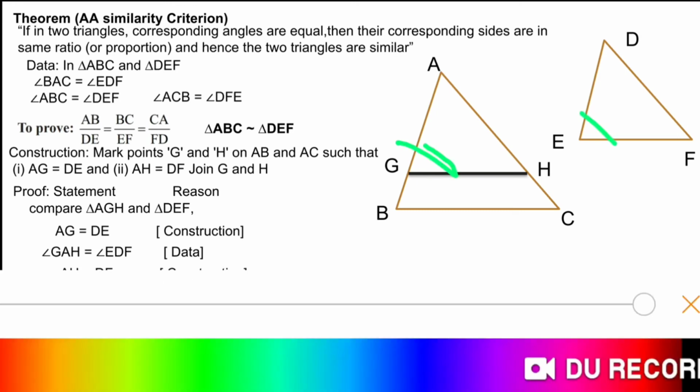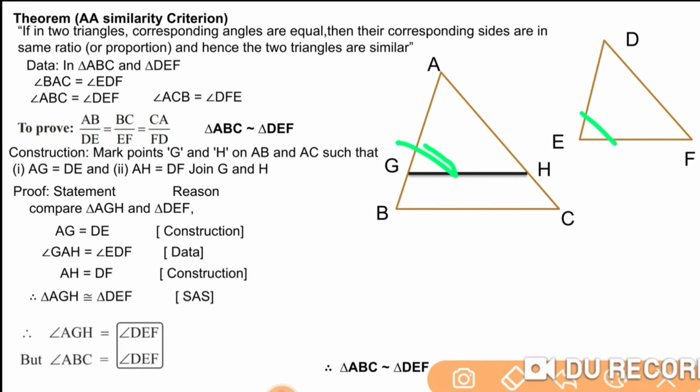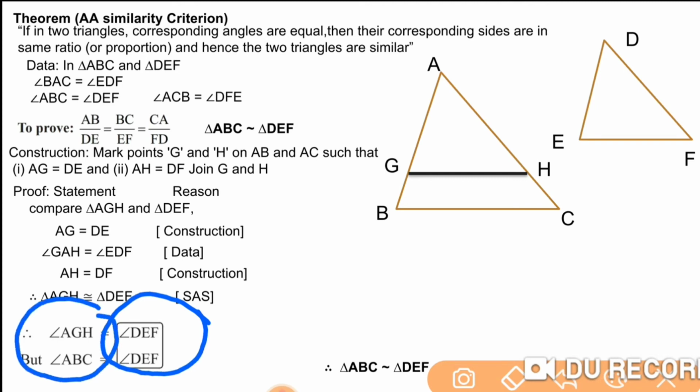But what we know is that B is equal to E because of the data. Now, I am repeating, see here, G is equal to E because of CPCT, and we know that B is equal to E. Therefore, G becomes equal to B. So if you see on the right hand side, we have the same angle, DEF and DEF. So the left hand side becomes equal based on axiom 1.